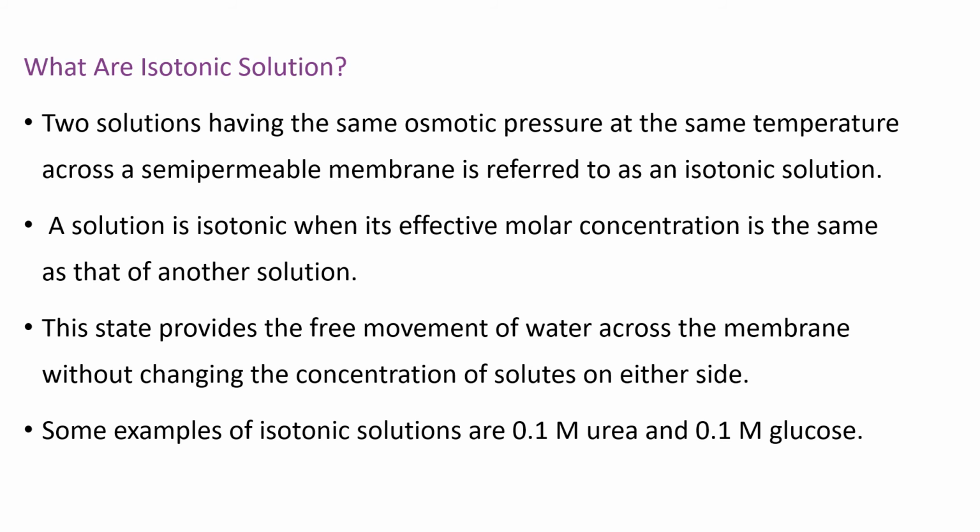That is, two solutions having the same osmotic pressure at the same temperature across a semi-permeable membrane are referred to as isotonic solutions. A solution is isotonic when its effective molar concentration is the same as that of another solution. That is, this state provides the free movement of water across the membrane without changing the concentration of solutes on either side. For example, 0.1 molar urea and 0.1 molar glucose are isotonic solutions.